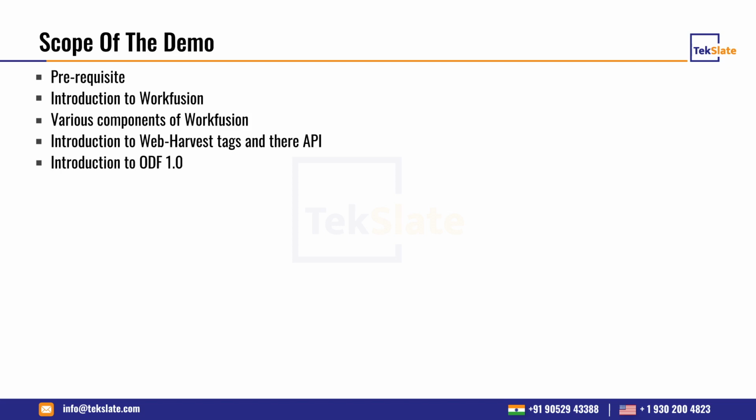From the slide, if you can see, the scope for the demo will be the prerequisite which we need before starting WorkFusion, that you should have knowledge of beforehand. Apart from that, the introduction to WorkFusion, and the various components from which WorkFusion is formed. Then, an introduction to the web harvest tags and their APIs. We will go deeper into this, as this is a basic development thing. What are the web harvest APIs? What are the web APIs?